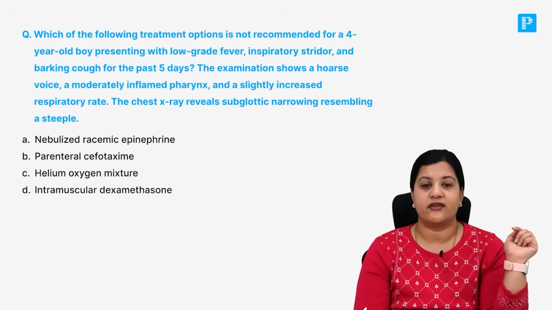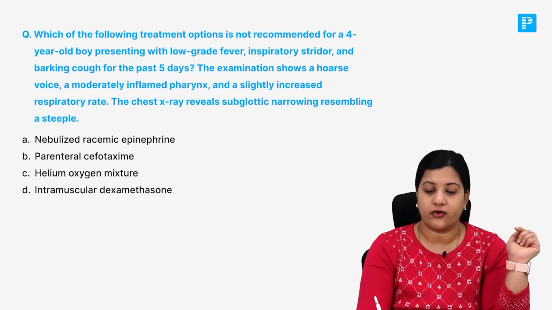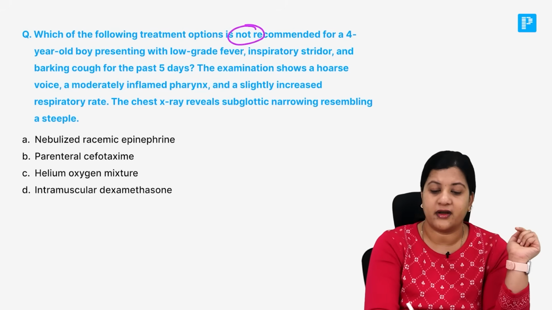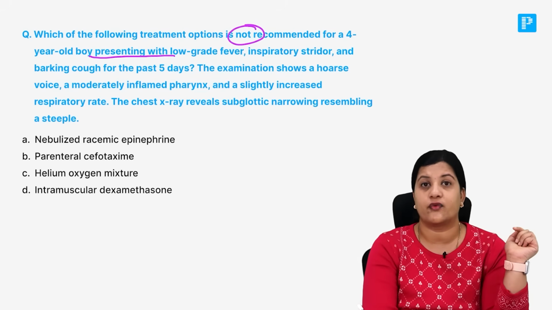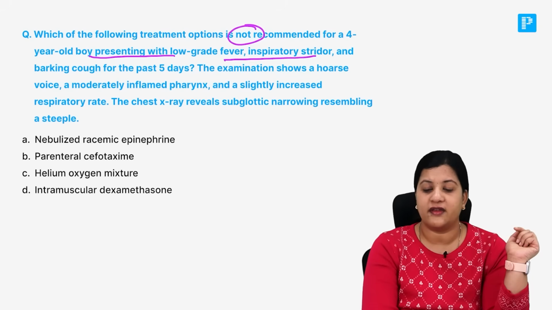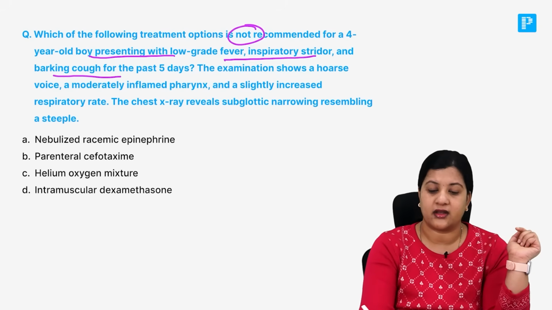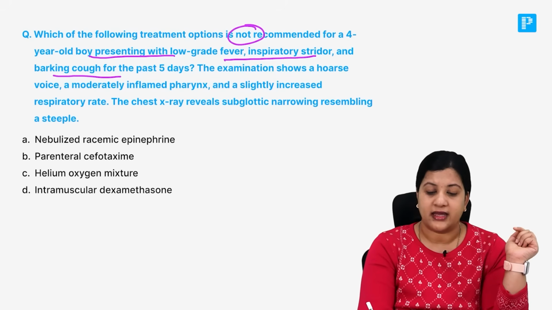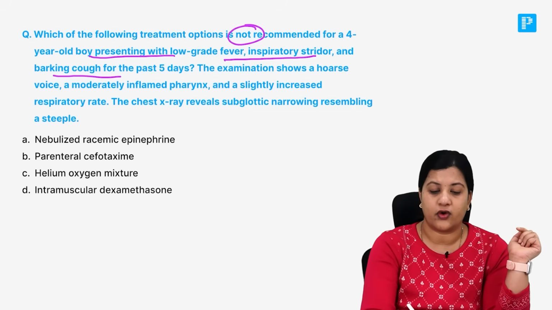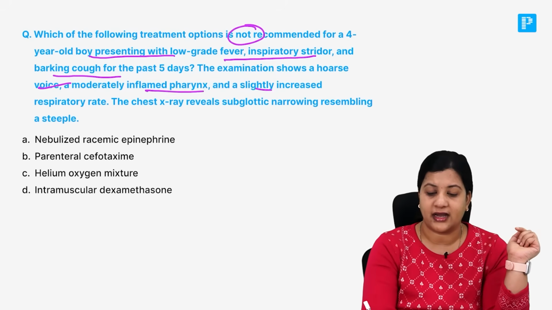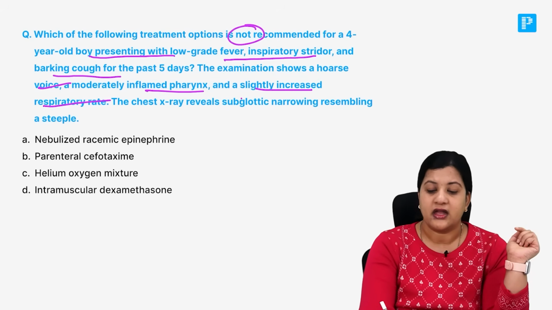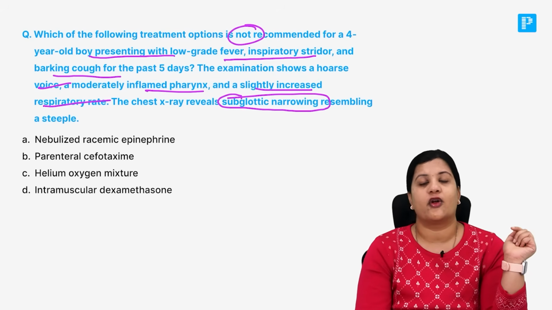Which of the following treatment options is not recommended for a 4-year-old boy? Not recommended is asked for a patient who is a 4-year-old boy with low-grade fever, inspiratory stridor, and barking cough for the past 7 days. Examination shows a hoarse voice, inflamed pharynx and slightly increased respiratory rate. Chest x-ray shows subglottic narrowing.